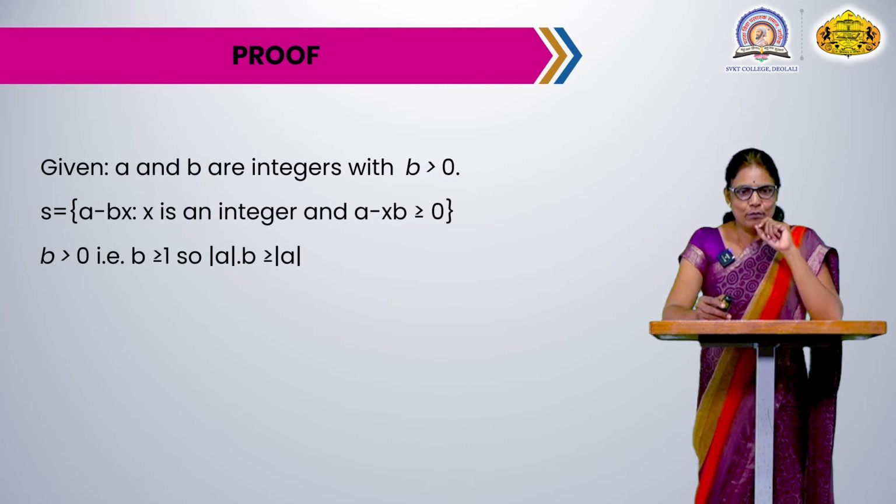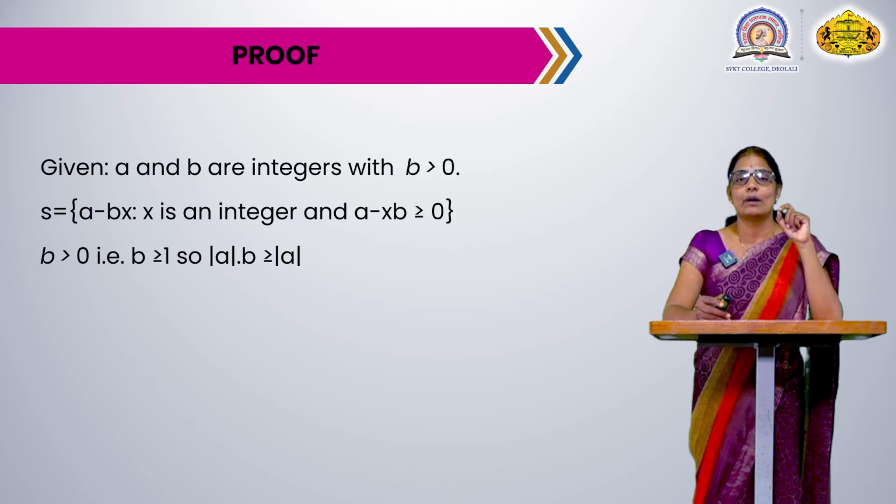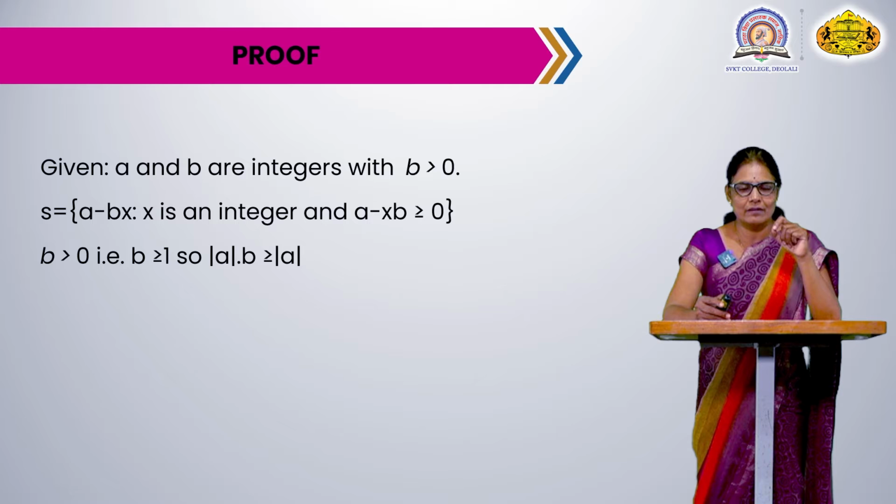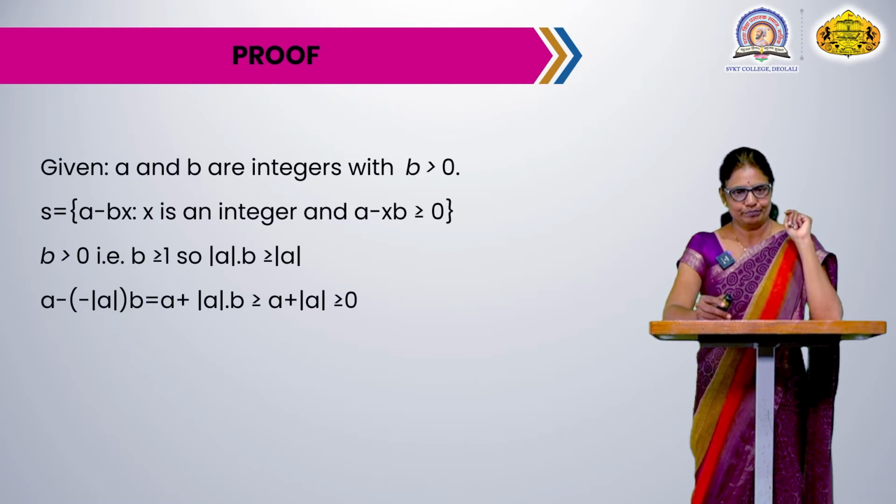Multiply both sides by mod a. So mod a into b is greater than or equal to mod a here. Mod a is a positive quantity. As we know, for any inequality, if you multiply by a positive quantity, the inequality remains the same. So that's why we get here mod a into b is greater than or equal to mod a.